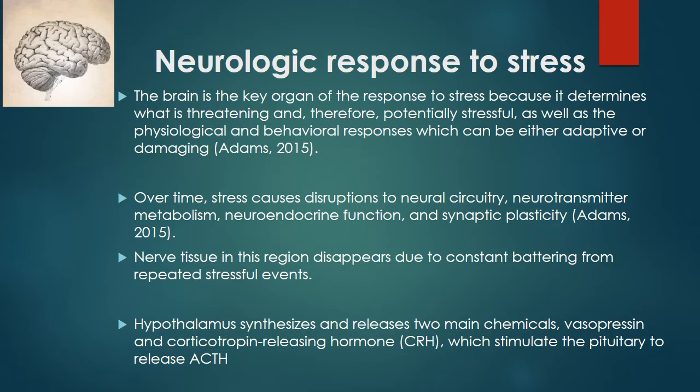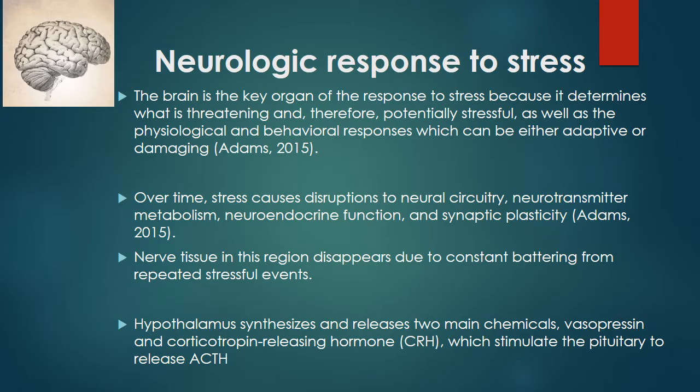When an individual faces stressors or some form of threat, the hypothalamus starts to release two chemicals, vasopressin and corticotropin-releasing hormone, or CRH. These stimulate the pituitary gland to release ACTH, which then turns into cortisol. When the body releases cortisol, it helps control the body's metabolism of fats, carbs, and proteins, as well as regulate heart rate and blood pressure.